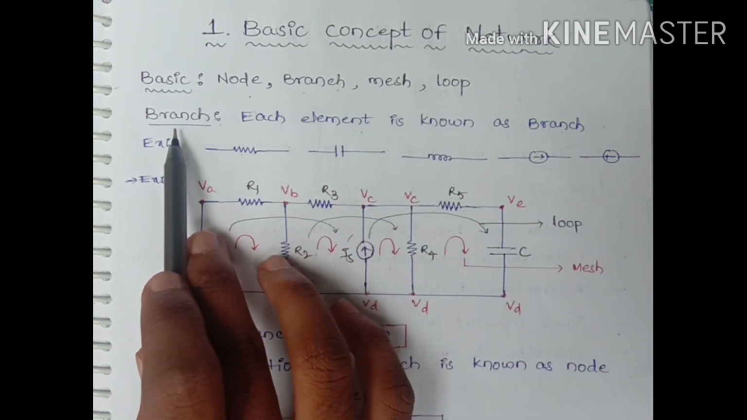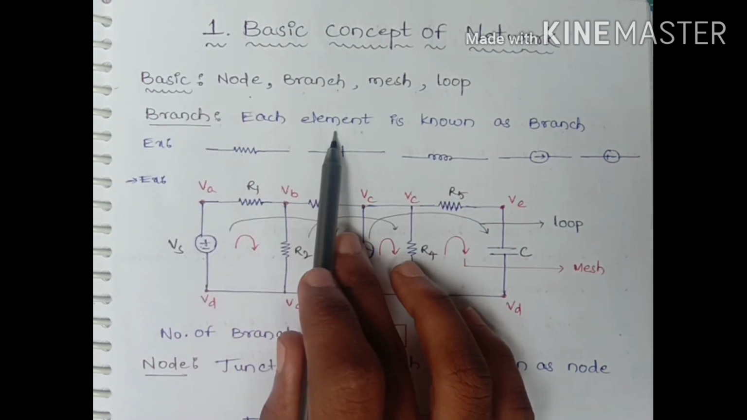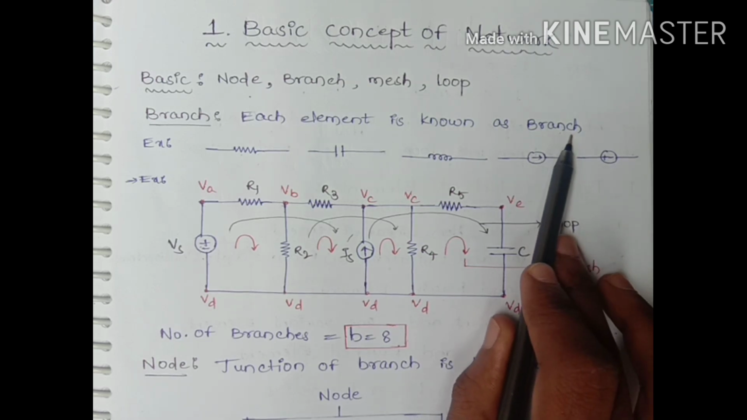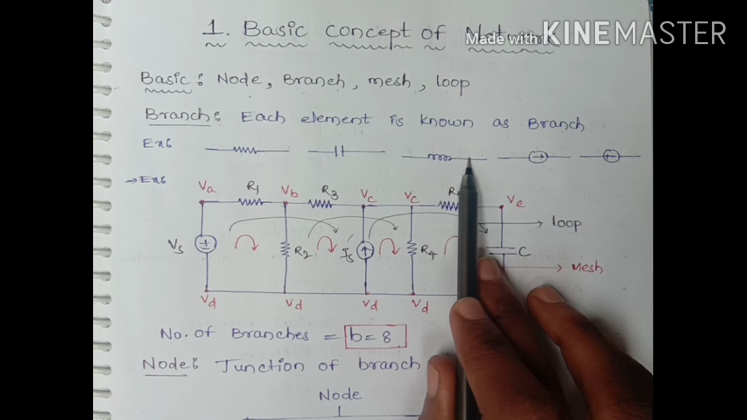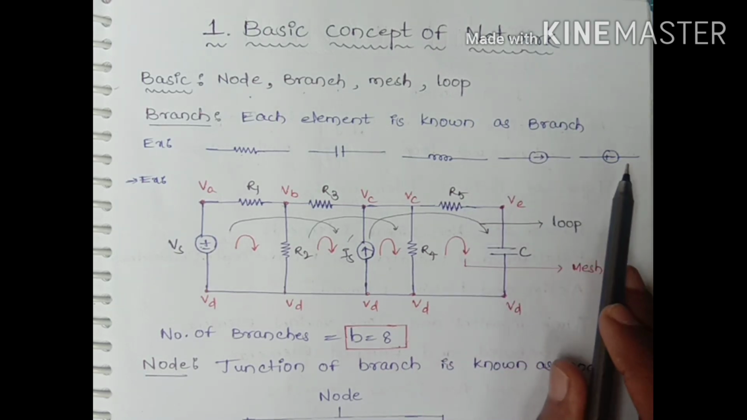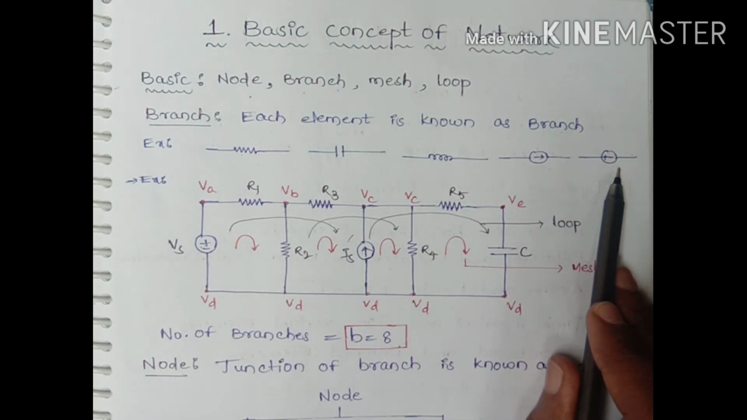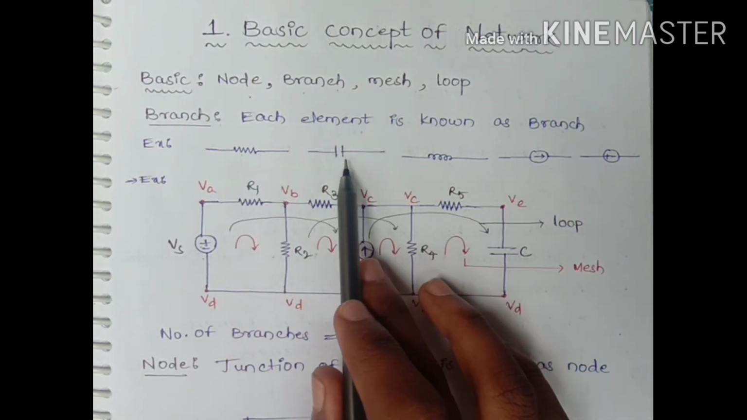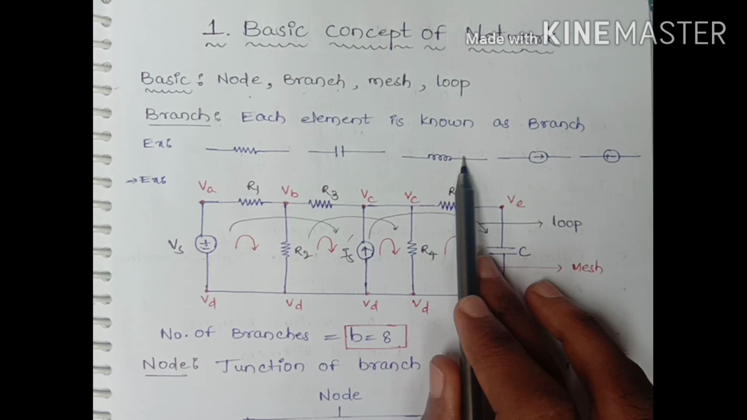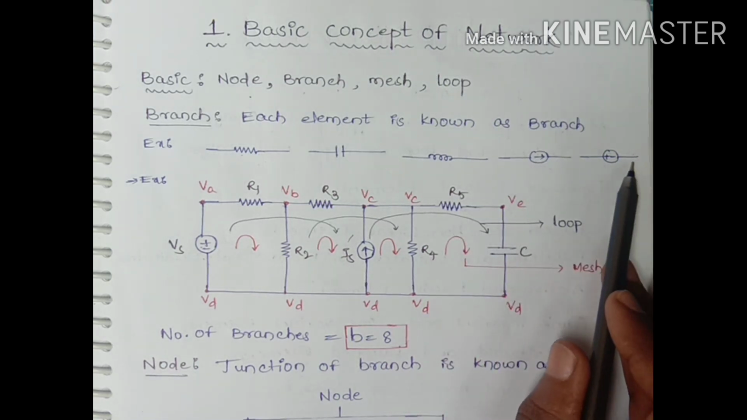So now come to the definition of the branch. Each element is known as a branch. Resistor is an element, capacitor is an element, inductor is an element, current source and voltage source also an element. So this can be considered as a branch, this can be considered as a branch, this can be considered as a branch, this is a branch, this is a branch.